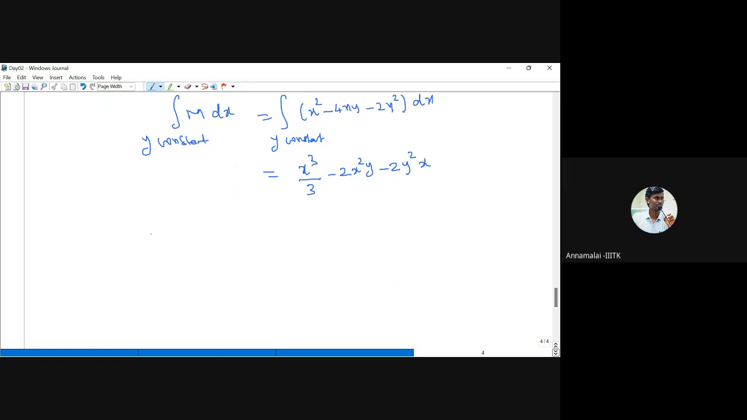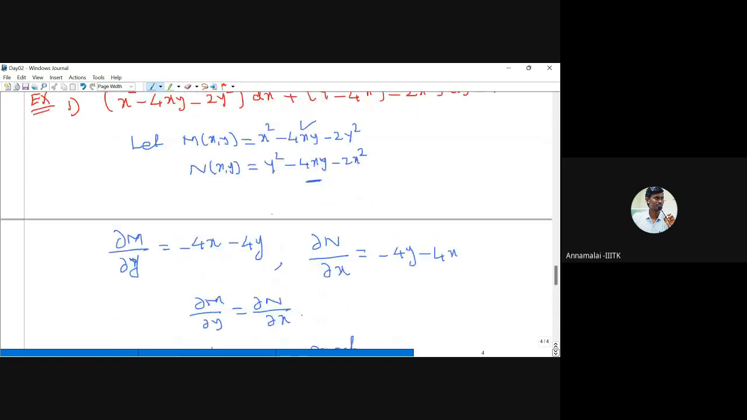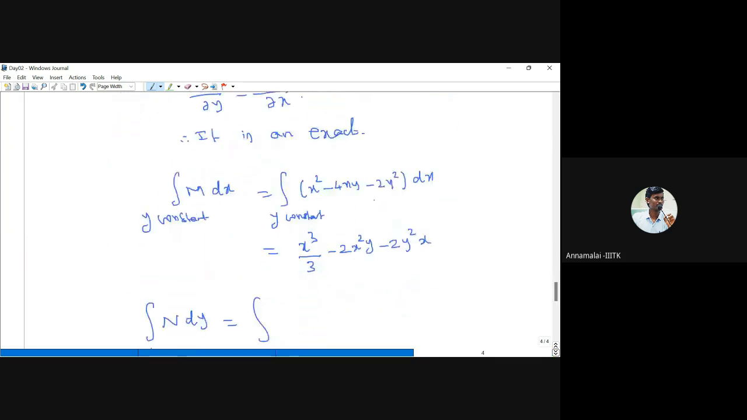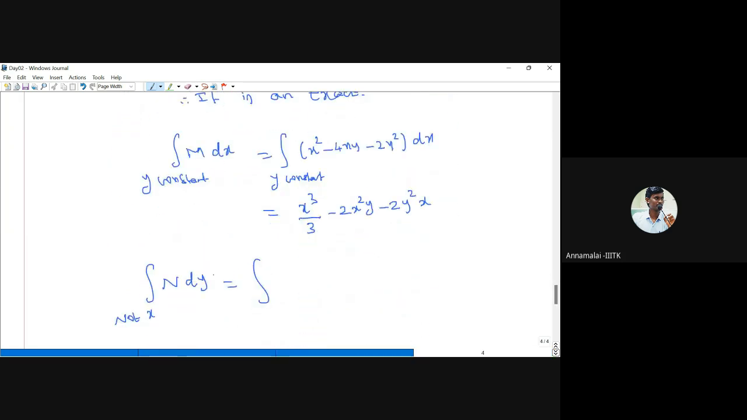Now next one is integration of N with respect to y, but we have to remove all x terms, that is, not in x. That means we have to omit all the x terms in N. Since x is contained here and here, we have to omit all the terms which contain x. Therefore, we have only y square into dy. Now what is the integration? y cube by 3.